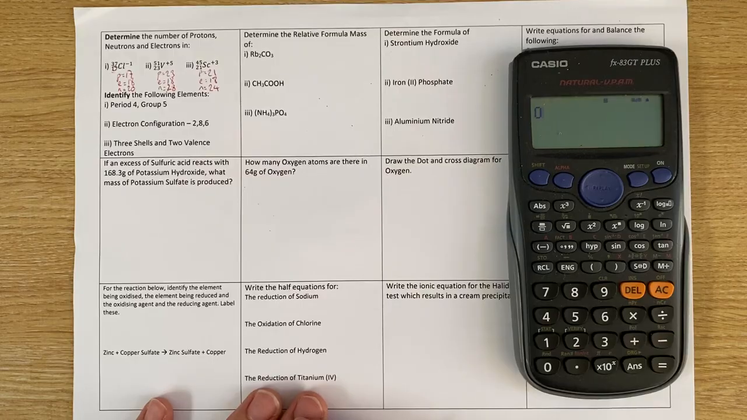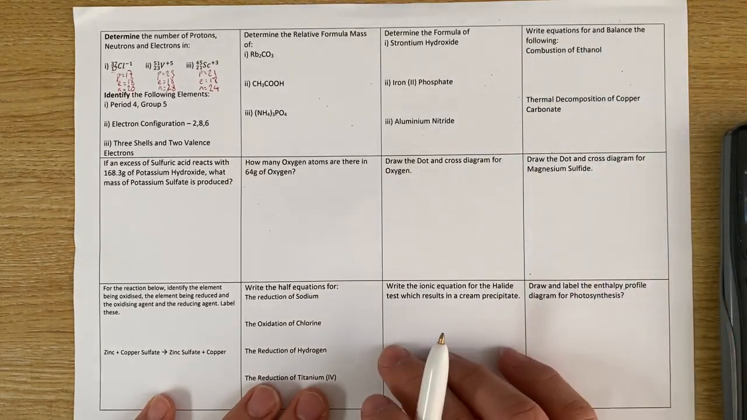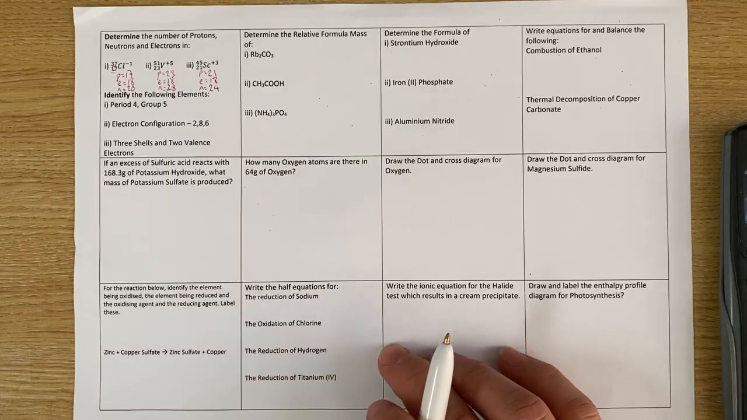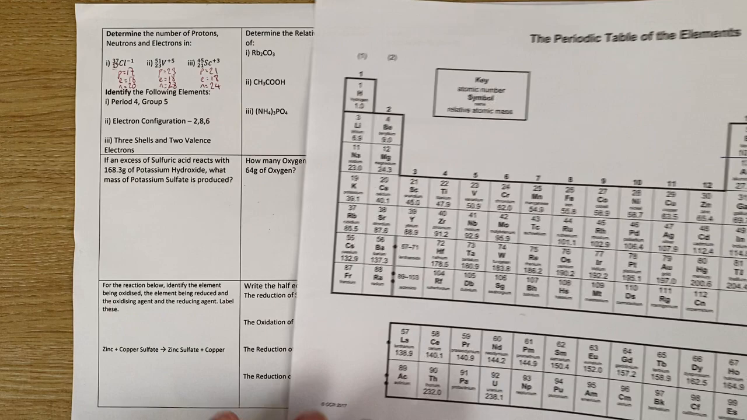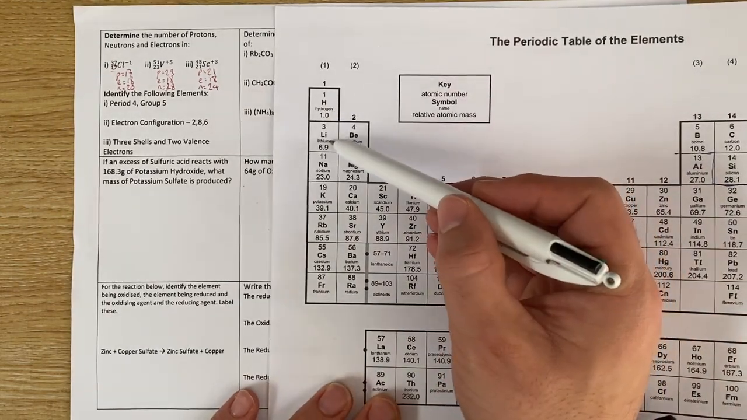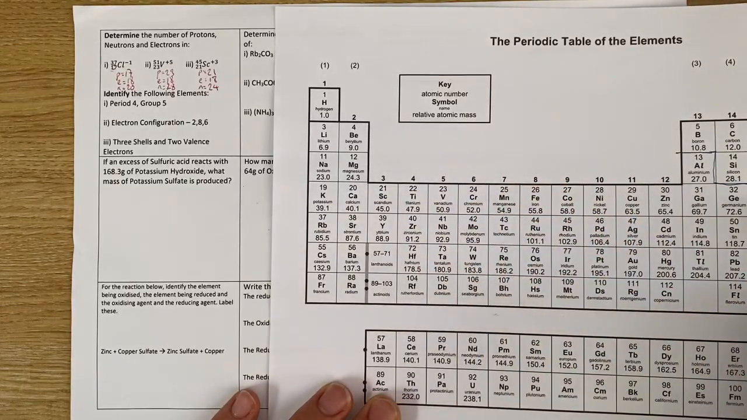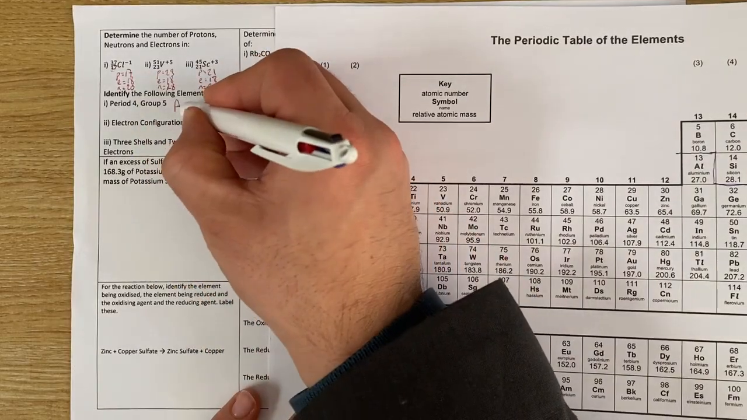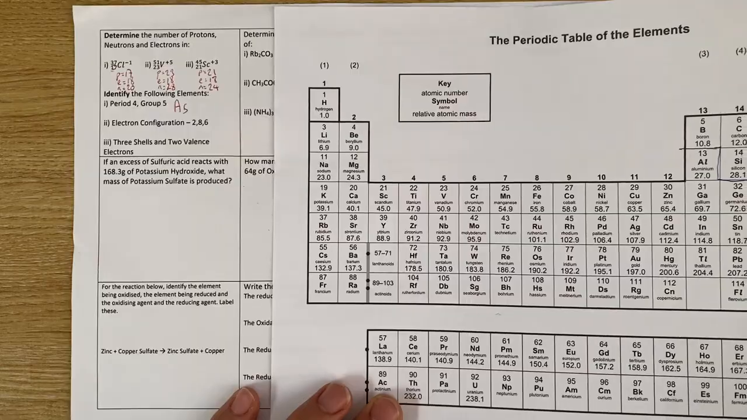Next, we identify elements on the periodic table based on other information. So the period is obviously how many shells there are, and the group is how many electrons are in the outer shell. If we look at the periodic table, period 1 only contains hydrogen and helium, period 2, period 3, period 4, and we're going to group 5. So the element that we would be looking for here would be arsenic, which has As as its symbol.